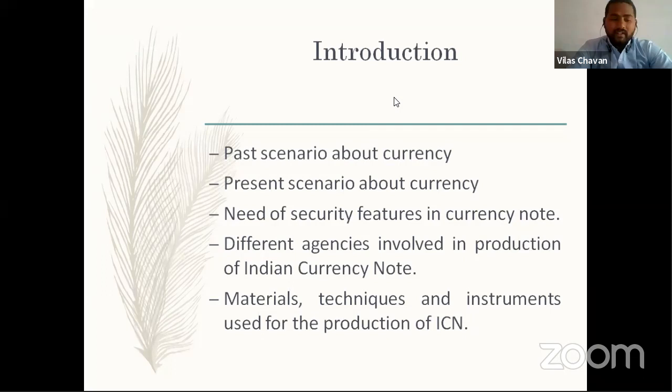So then what is the need of security features? In order to prevent counterfeiting of currency notes, all these agencies add their own security features to the currency note during its production. Now let's have a look at the materials, techniques, and instruments used for the production of Indian currency notes.